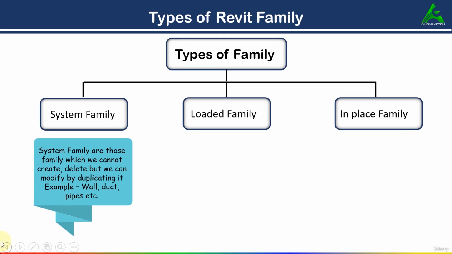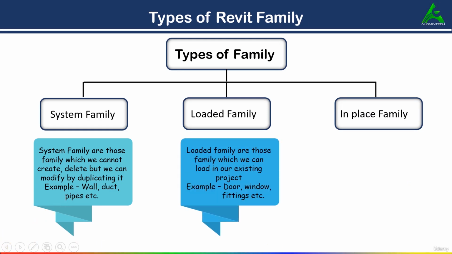Now the next one is loaded family. So what is loaded family? See, loaded families are those families which we can load in our existing project. For example, door, window, fitting, etc. Okay, so door, window, fitting are available in Revit by default, but if you want some other types of door, you have to load it from the Revit library.